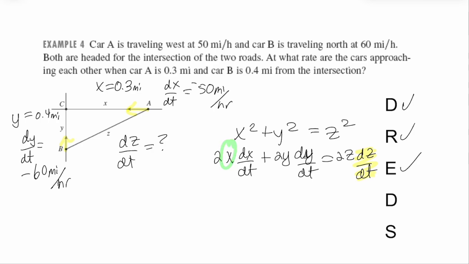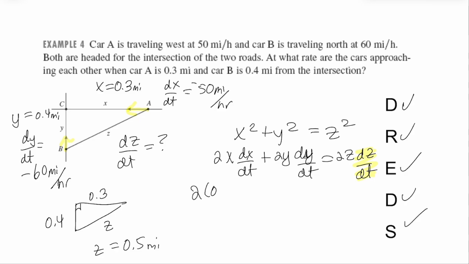I know x, 0.3. I know dx/dt, negative 50. I know y, 0.4. I know dy/dt, negative 60. Ooh, I don't know z. But if I have a triangle where this is 0.3 and this is 0.4, can't I find that pretty easily? If you do the Pythagorean theorem, that would be 0.5. That's actually a 3, 4, 5 triangle. Okay, so now let's plug everything into our equation. Now we're ready to actually solve.